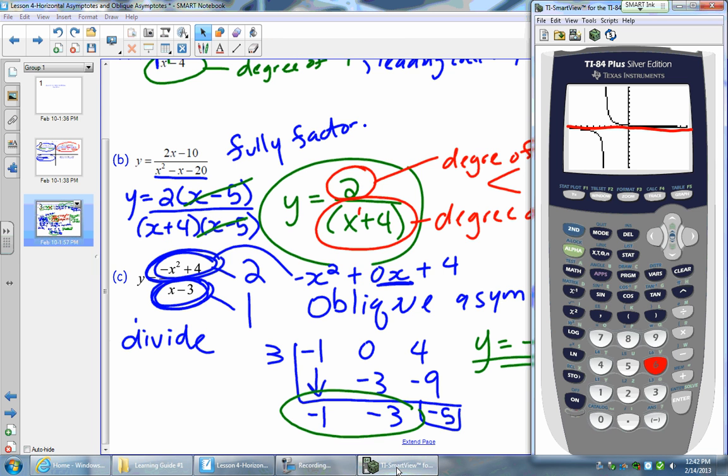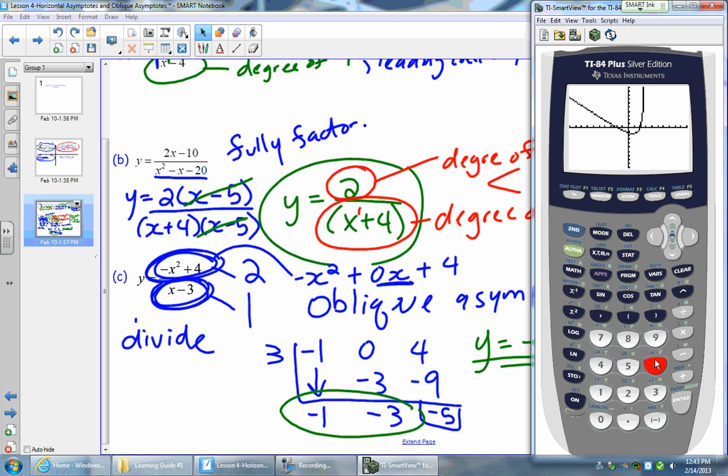So to find the oblique asymptotes, you actually have to divide. So let's verify this behavior. We're going to stick in the original function. Okay, so we have negative x squared plus 4 divided by x minus 3. Okay, and we'll use the Zoom 6 standard right now. So take a look at the graph here. We have something that looks like that. Okay, so we do have an oblique asymptote, so it's slanted.